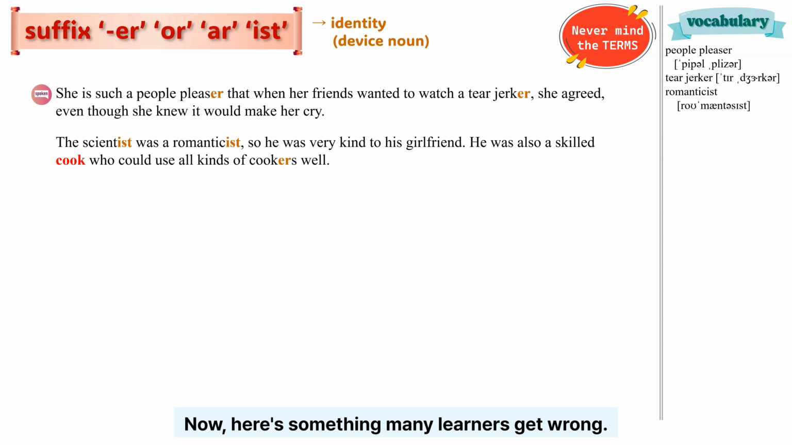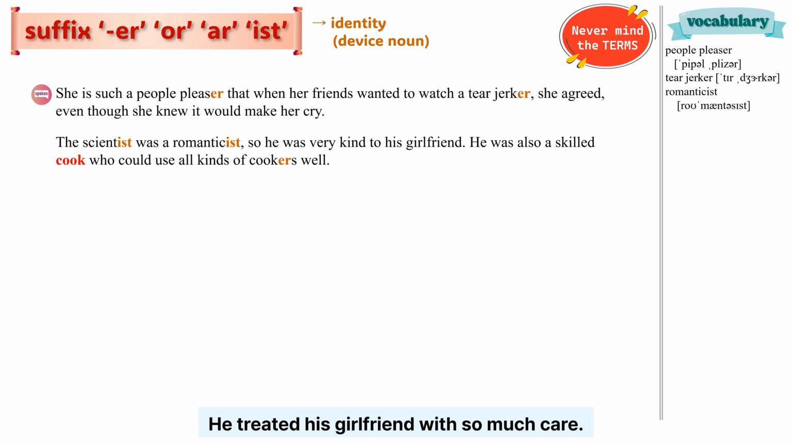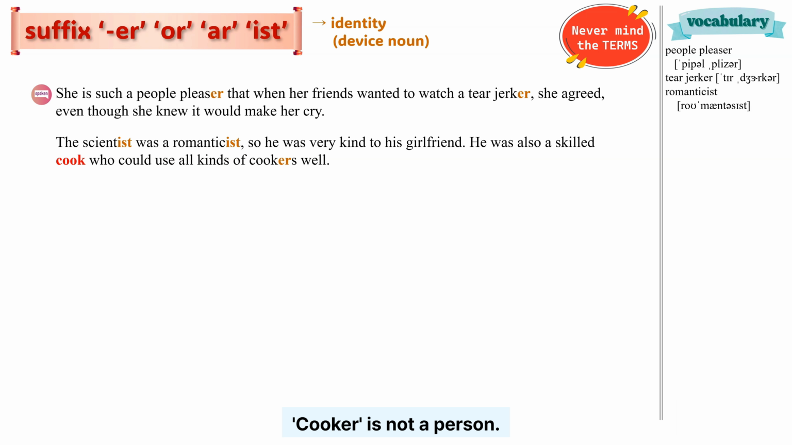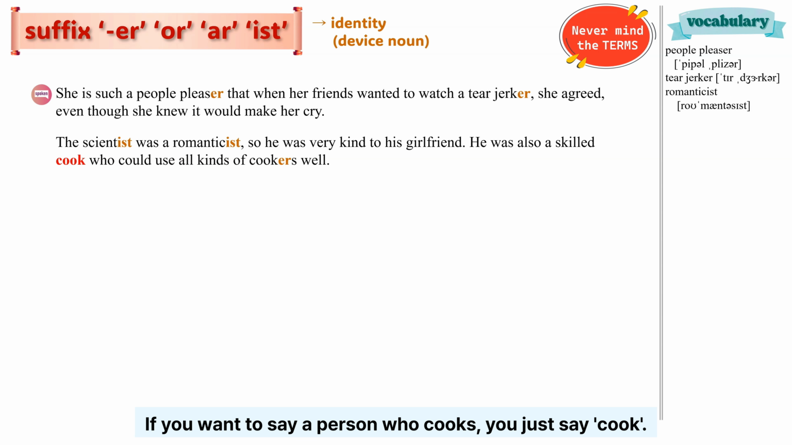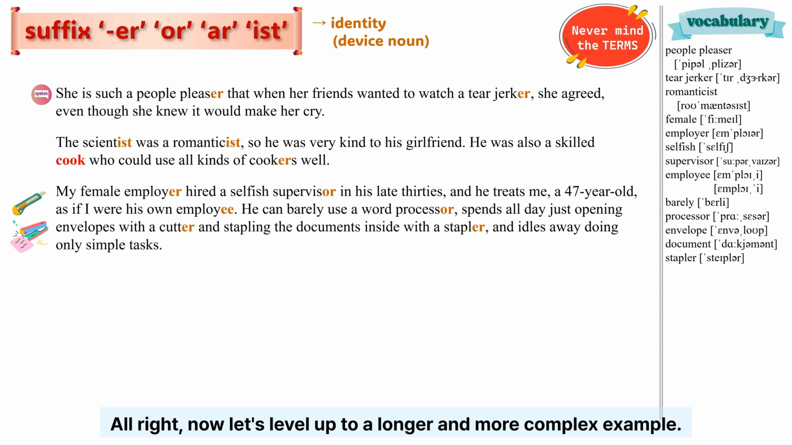Now here's something many learners get wrong. They often say romantist, but the correct word is romanticist. See this example. That scientist was a person who values love, beauty, and deep feelings. He treated his girlfriend with so much care. He was also a skilled cook, the kind of person who can use all kinds of cooking tools well. See? Be careful here. Cooker is not a person. A cooker is a cooking device, like a rice cooker or an electric cooker. If you want to say a person who cooks, you just say cook. Simple, right?